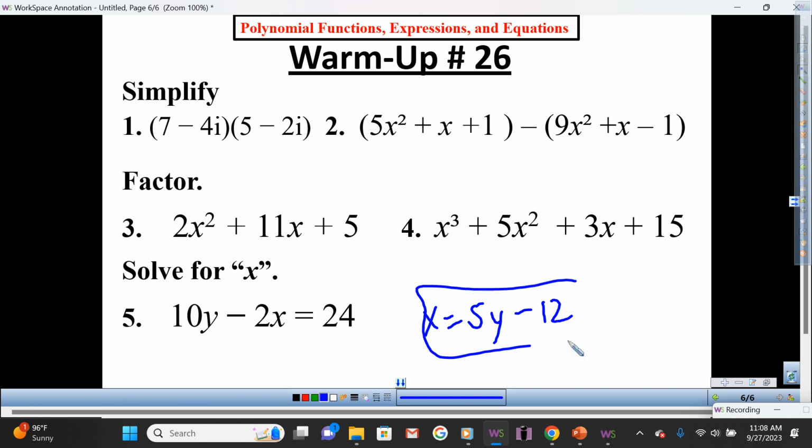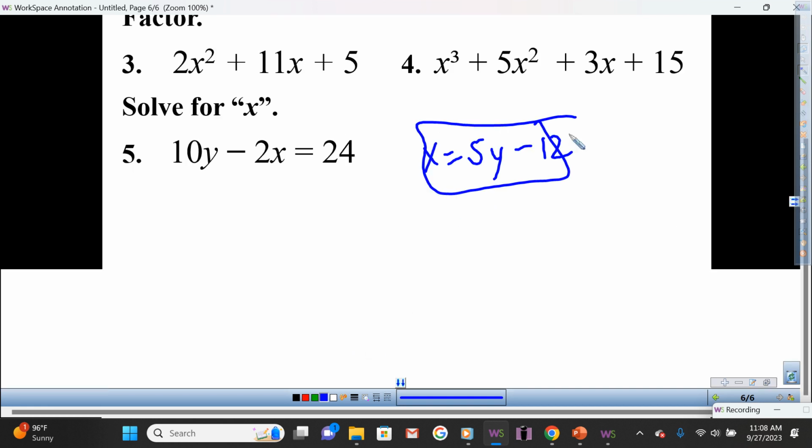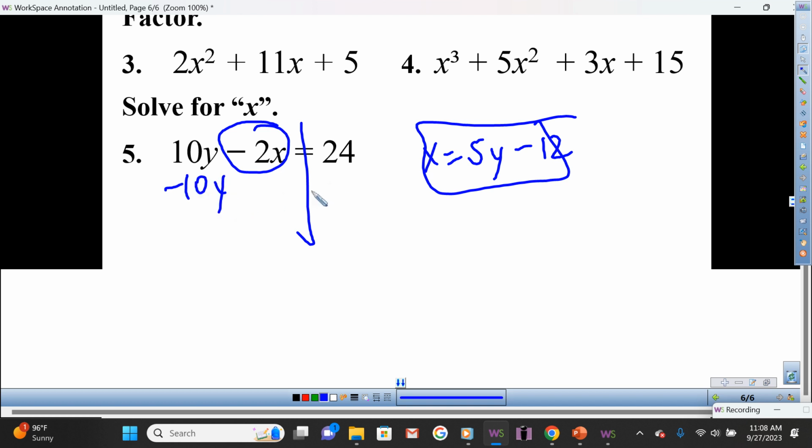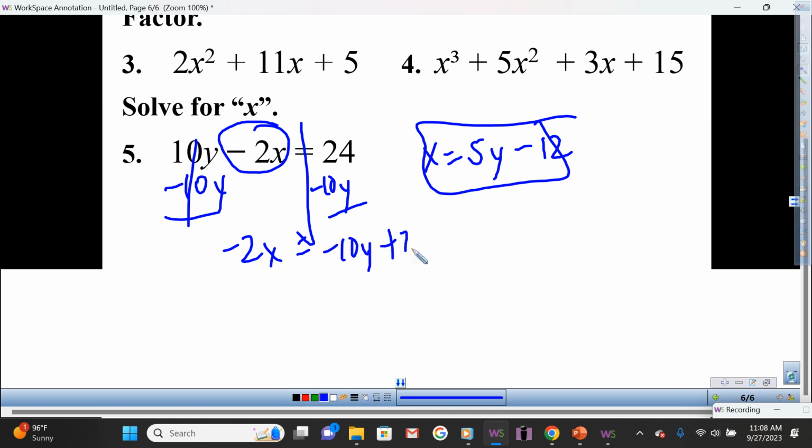That is correct. And once again, let me go through this process because we're about to embark on 2 variable equations. I leave the x by itself, so I need to subtract 10y. Subtract 10y. We got negative 2x equals negative 10y plus 24. Divide by negative 2, divide by negative 2, and that's how we get that.